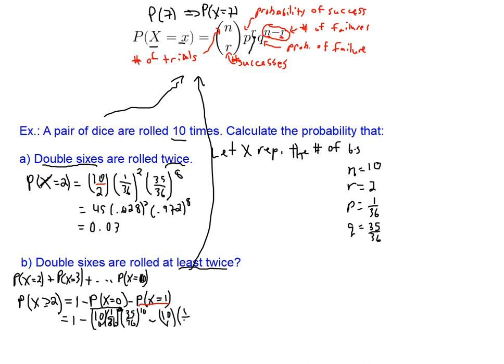1 out of 36. And we're going to have 1 success, so that'll be to the exponent 1. And then we'll have 35 failures. Oh, I'm sorry, not failures, but the probability of failure is 35 out of 36 still. And we'll have 9 failures because we had 1 success. So I'm out of room, but you can go to your calculator now and figure out this part, figure out this part, and subtract from 1.